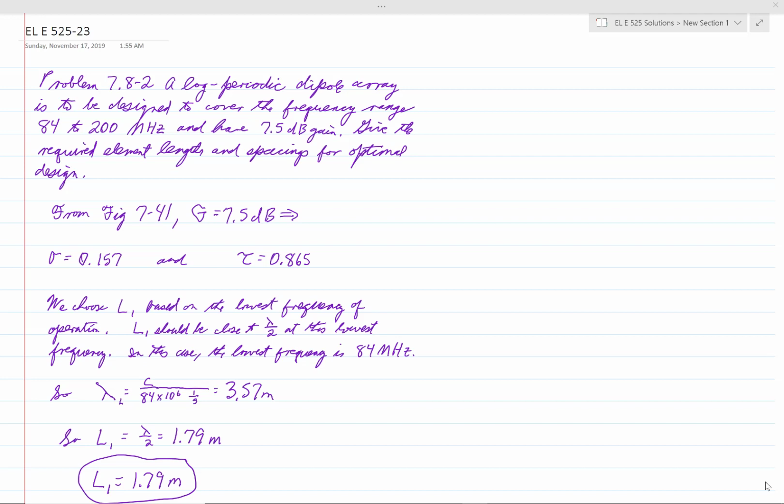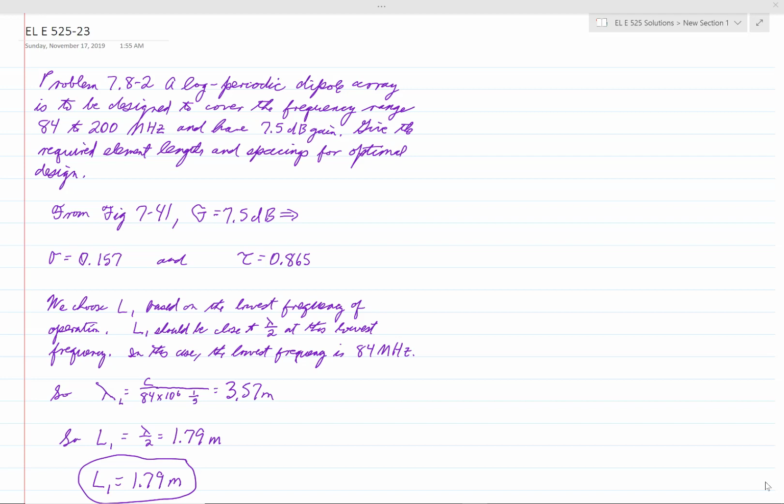While I think it would benefit you to read all of chapter 7, for the sake of this lecture, it's only necessary for you to cover section 7.8. You might also find it worthwhile to read the Wikipedia article on log periodic dipole arrays.